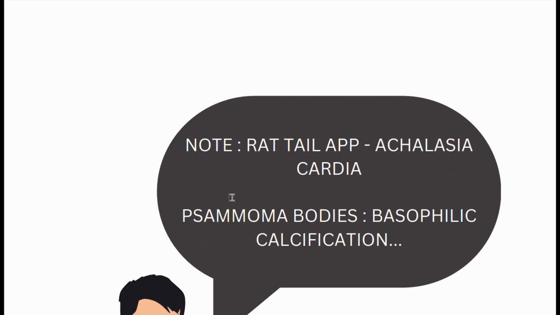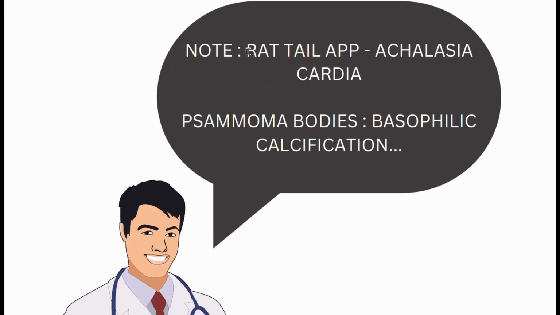Okay? And the most important points you should learn: rat tail appearance you find in achalasia cardia. Okay, and Samoma bodies. Samoma bodies are nothing but basophilic calcification. Samoma bodies you will find in the spleen. In, I think it's left ventricle failure. I'm not sure whether it is left. It is right ventricle failure. Yes, in right ventricle failure, you see that there is a defect in the liver and spleen. In the liver, you find nutmeg cells, and in the spleen, you will see Samoma bodies.